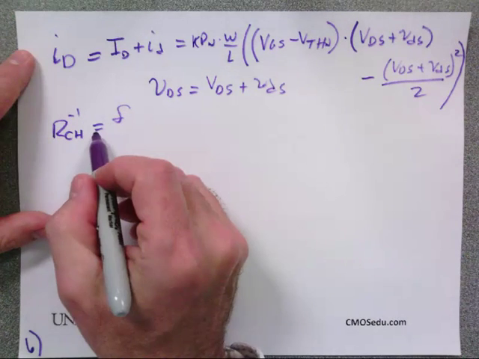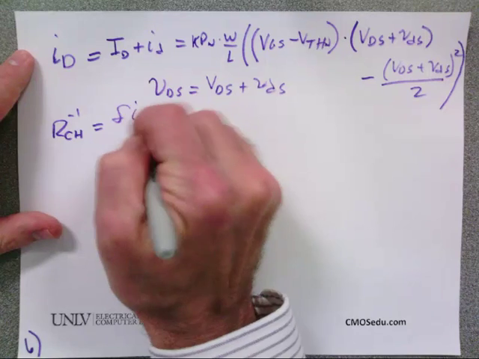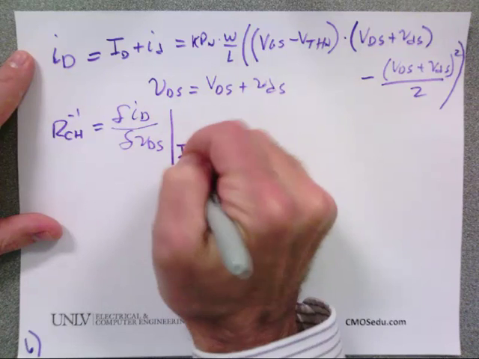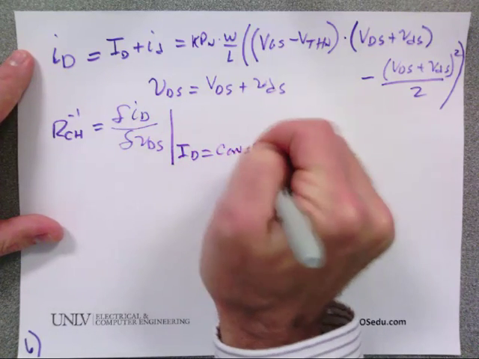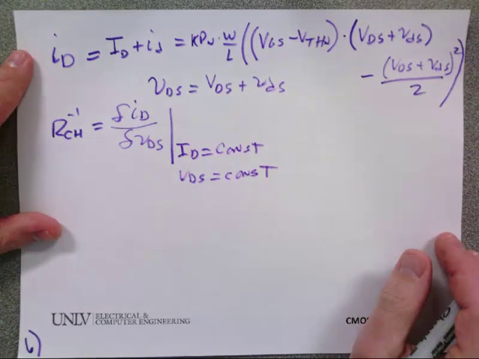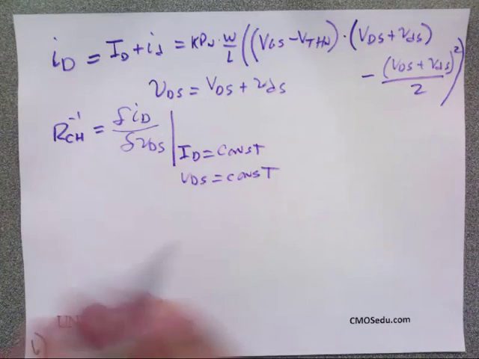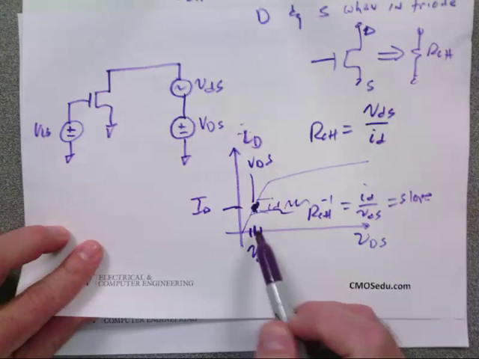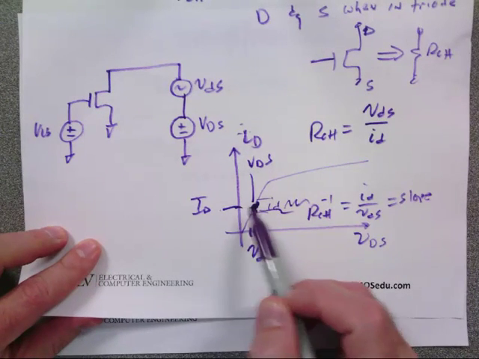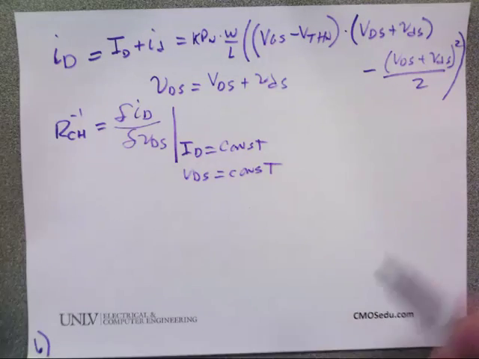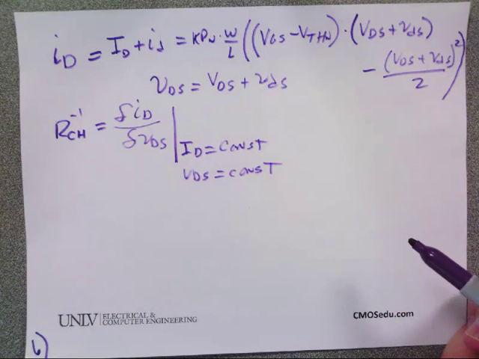What is the channel resistance? It's the change in ID with respect to VDS at a point where the DC is constant, and the VDS is constant. It's the slope. It's at this line right here where the DC current is constant, and then I just wiggle it. Questions?